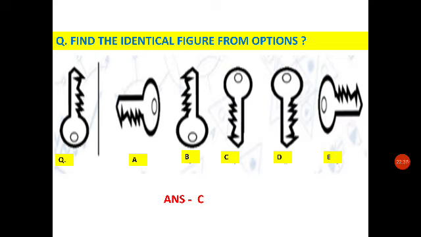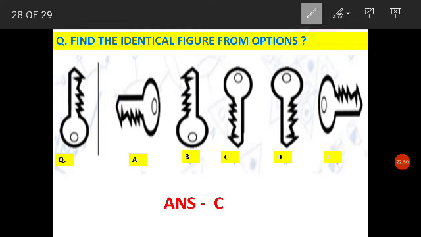Now in this particular question, you have to basically find out the identical key, and answer is C. Here you have to basically see the cuts and all those things very carefully, and this becomes our answer. And again it requires very sharp eyes.